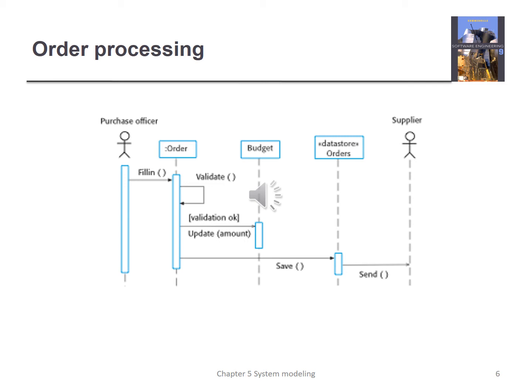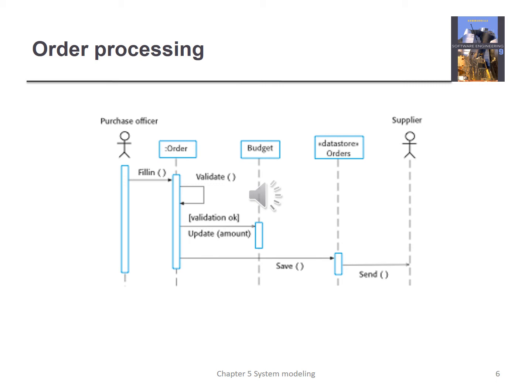If everything is okay, it goes back to the system. Then they update the amount of the budget, because they deduct from that department's budget the price of that order. Then after that, it goes back to the order and is saved in the order database, which is the purchasing database.